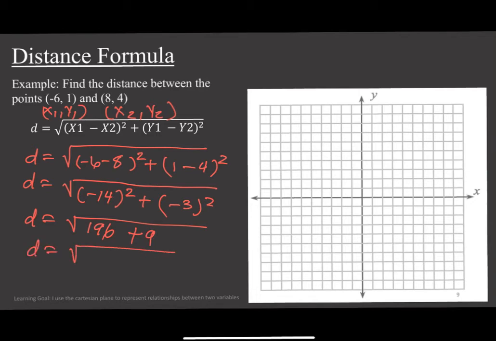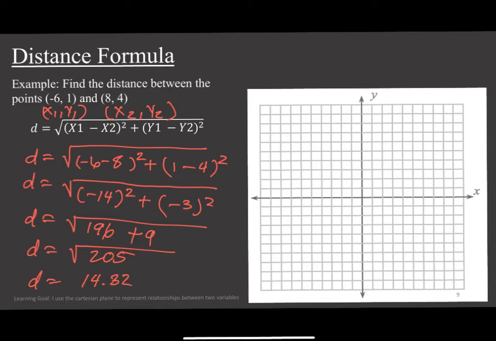And so 196 plus 9 is 205, which at this point, unlike the last example, isn't a very nice number to square root, so feel free to use your calculator, and you should get something around 14.32 if you round to the second decimal.